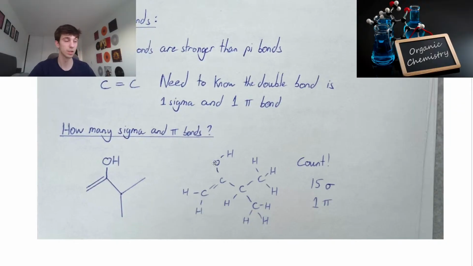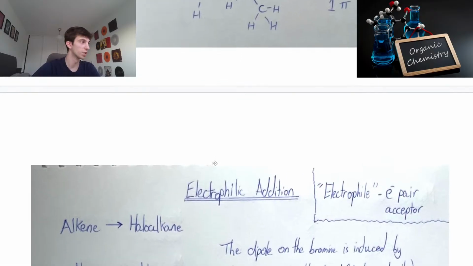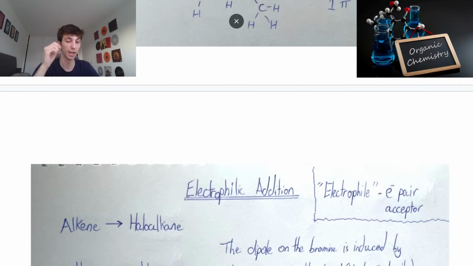Alright guys, we do have a mechanism here. It's going to be electrophilic addition. First year stuff, nothing too tricky. So what is an electrophile? An electrophile is an electron pair acceptor. Electrophilic addition, we're going from an alkene to a haloalkane. Okay? This can either be with a hydrogen halide or just a halogen.